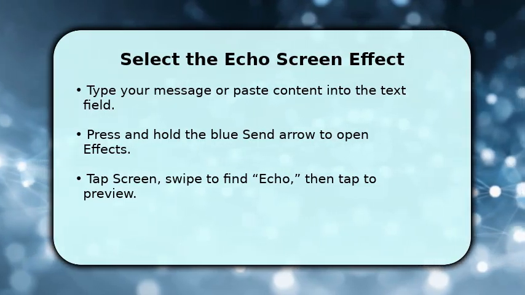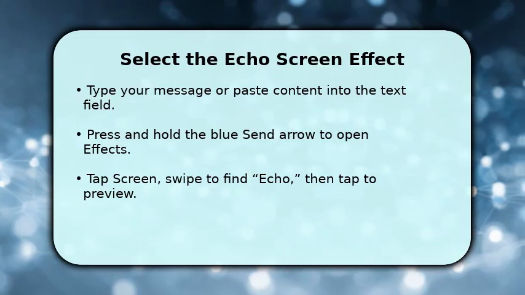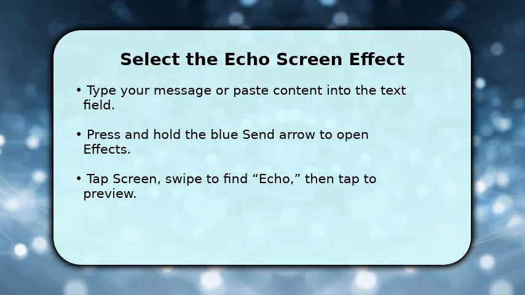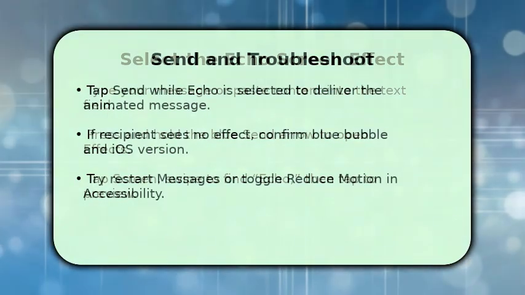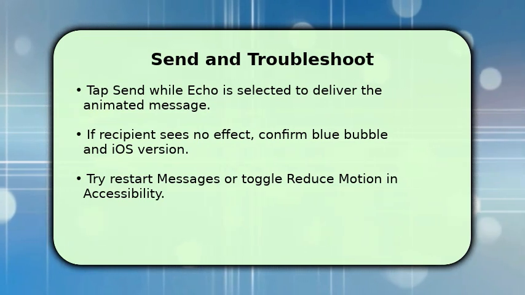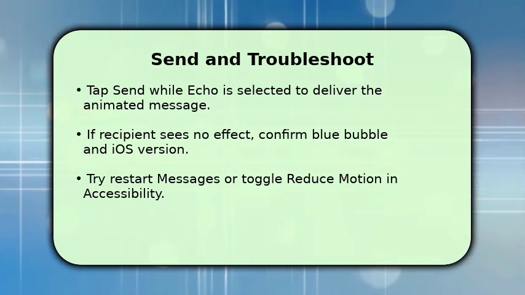You do this because the screen-level animation surrounds the entire conversation rather than just the bubble. Finally, tap Send while Echo is selected to deliver the animated message. Once sent, the recipient will see the message play across their screen if their device supports iMessage effects.